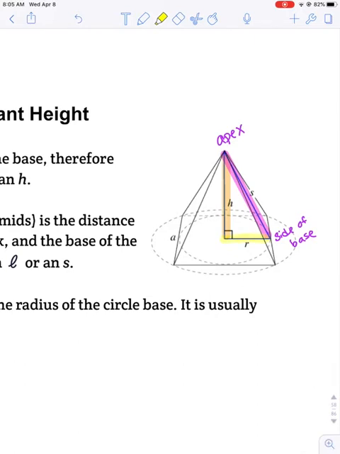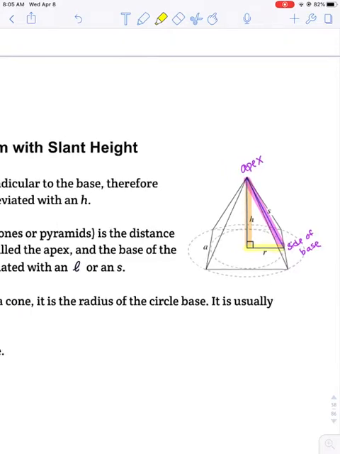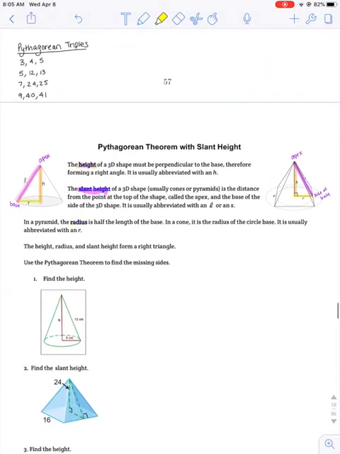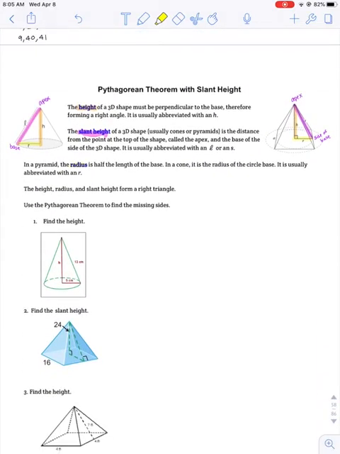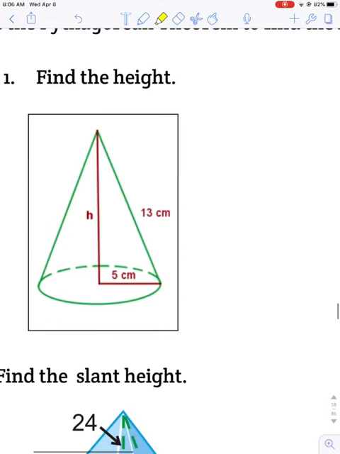And if you notice, these three measurements together form a right triangle. So if you know two of the measurements, you can use the Pythagorean theorem. So let's take a look at some of these problems. In problem number 1, it asks us to find the height. So different pieces might be missing in these problems. What you might like to do is draw yourself a little right triangle off to the side. It might just be easier to see everything.